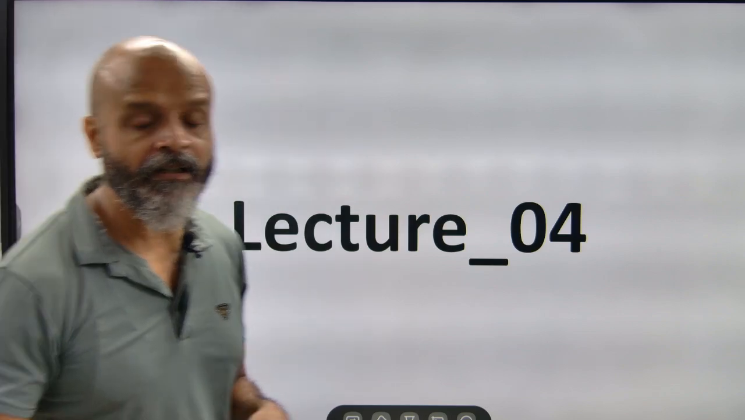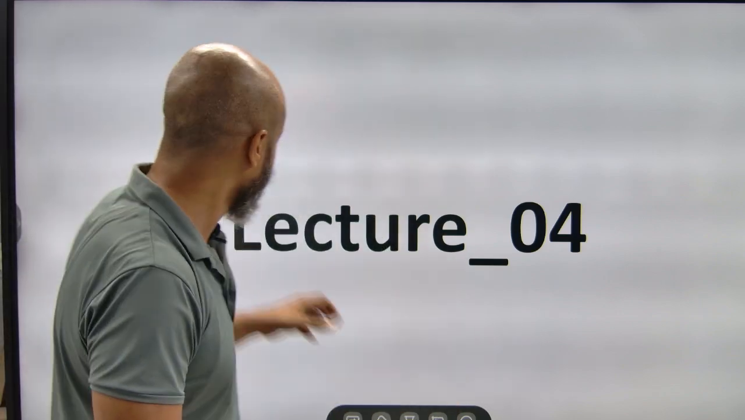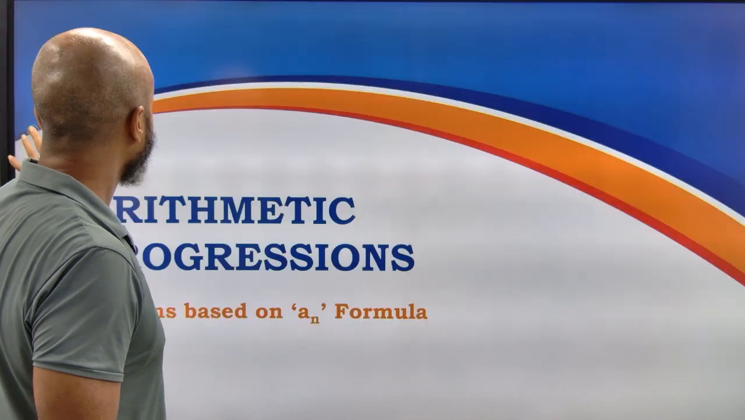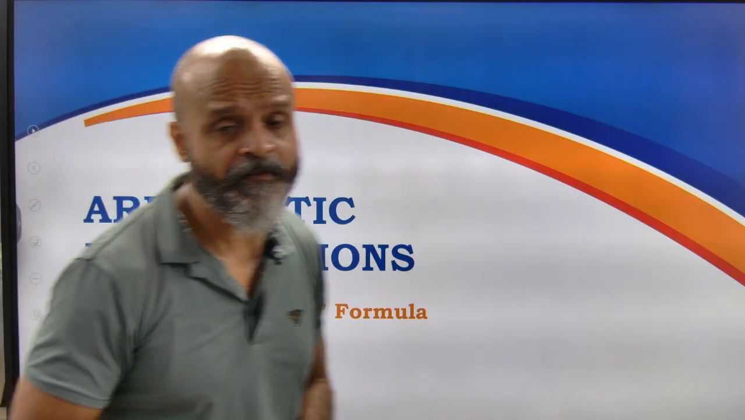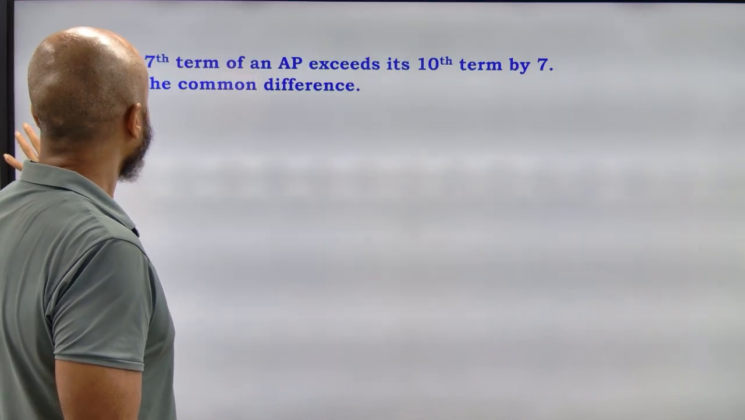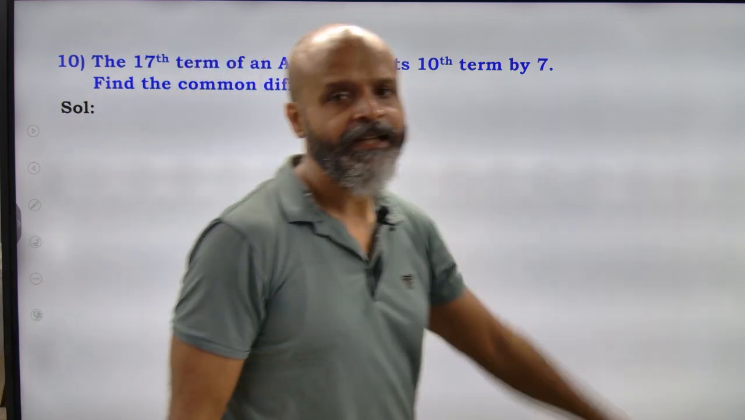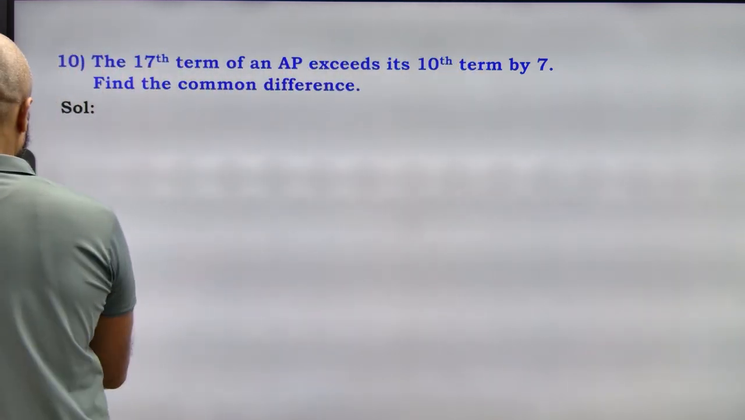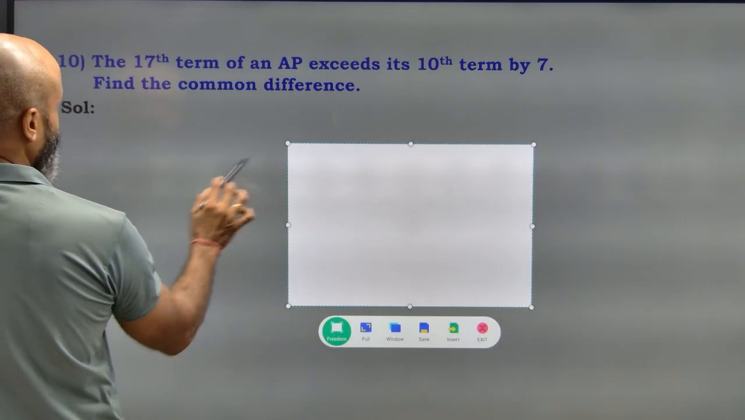We were doing arithmetic progressions, and we will continue with arithmetic progressions. Let's look at this one. So we have basically sums based on an formula. So the 17th term of an AP exceeds its 10th term by 7. Find the common difference.